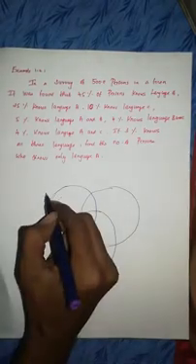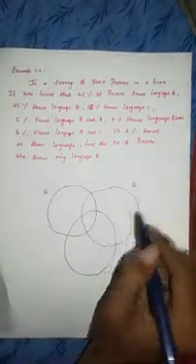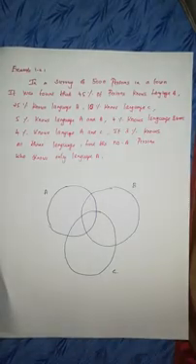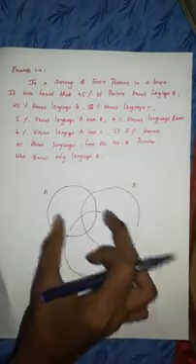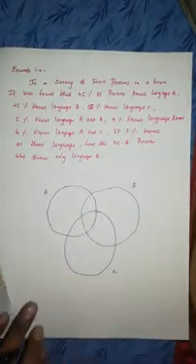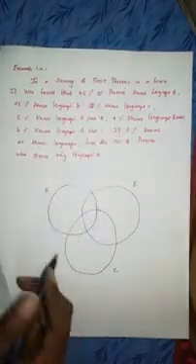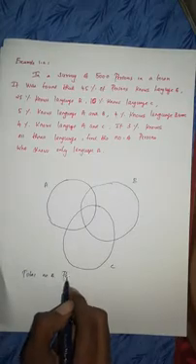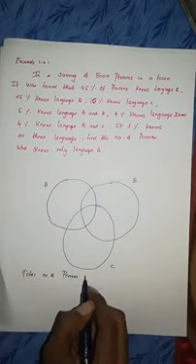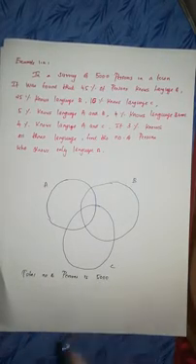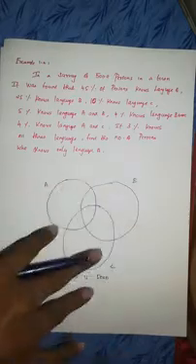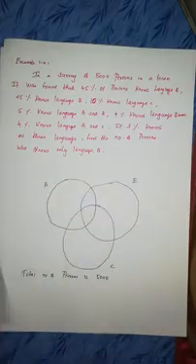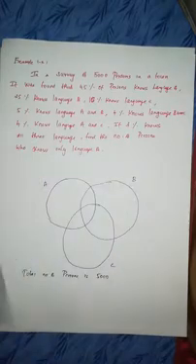So I take this as A, this as B, this as C. So A, B and C. Total number of persons is 5,000. I'm not going to convert this percentage to numbers. I'm going to solve this sum using the percentage.